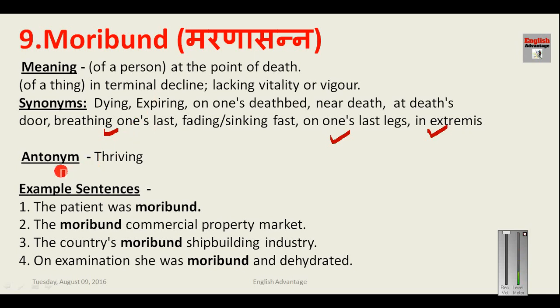Okay. An antonym of this word is thriving. Example sentences. Now I have incorporated here 4 example sentences. The patient was moribund. The moribund commercial property market. The country's moribund shipbuilding industry. On examination, she was moribund and dehydrated. Very important example sentences. You must go through all these sentences many times, and you must watch this video from beginning till end, and you should try to watch it multiple times as and when time permits.